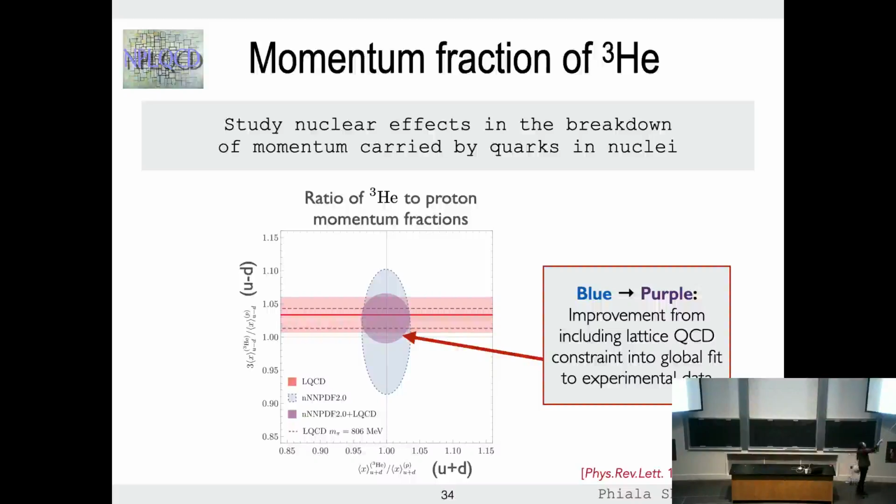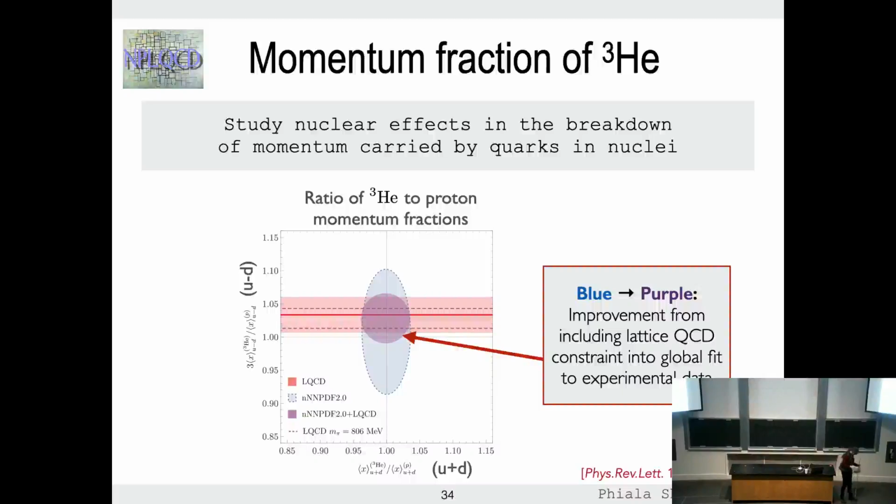The blue ellipse is the constraint from experiment, and the red band, just on this up minus down quark combination, is the very first calculation of this type from lattice QCD. You can see it's about 1 standard deviation away from 1. That doesn't sound super exciting. We're not resolving a difference in the structure of helium-3 to the proton. However, it's actually better than experiment could do.